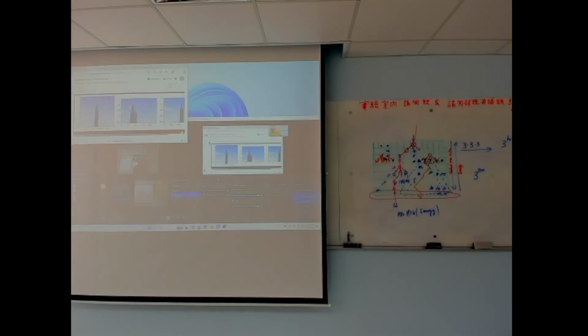But anyway, this is our scaled, our seam carved image. Most of the features, certainly the Taipei 101, remain a lot more visible than in this particular picture.